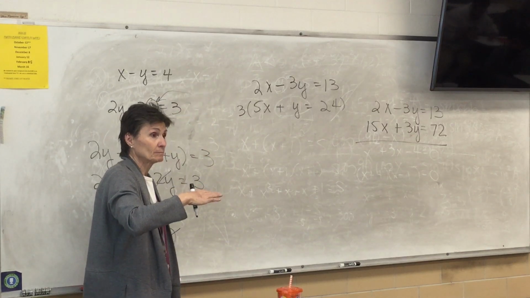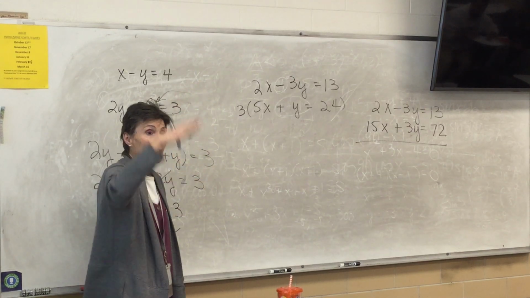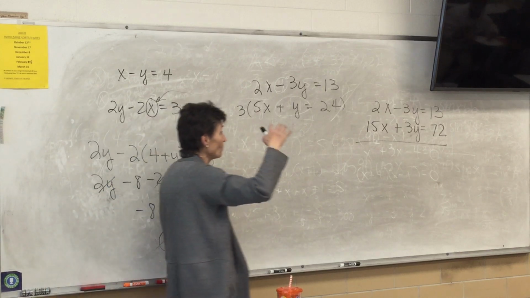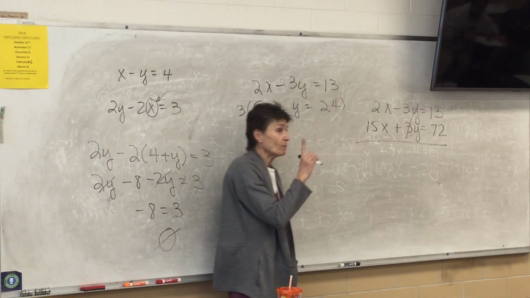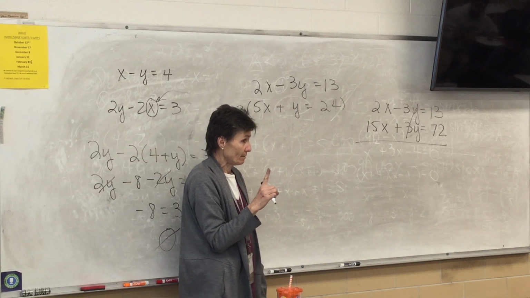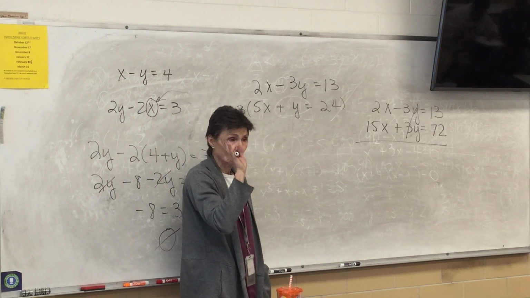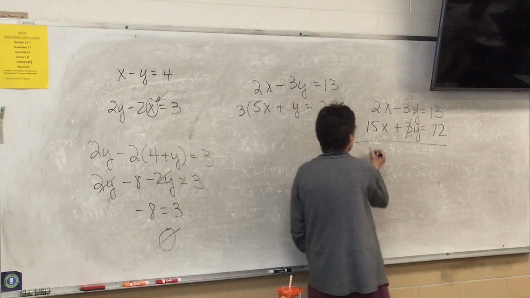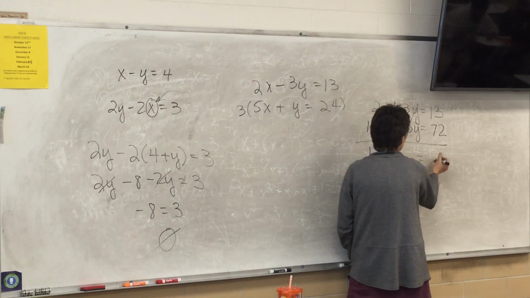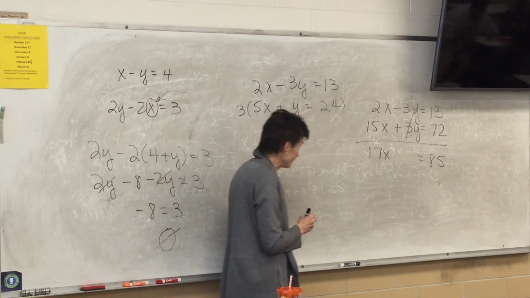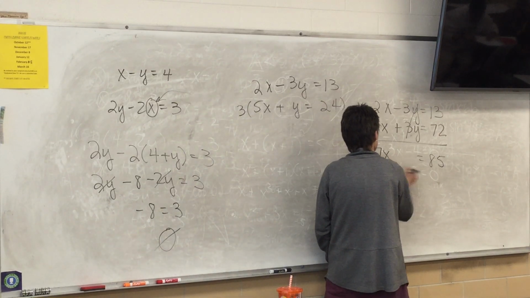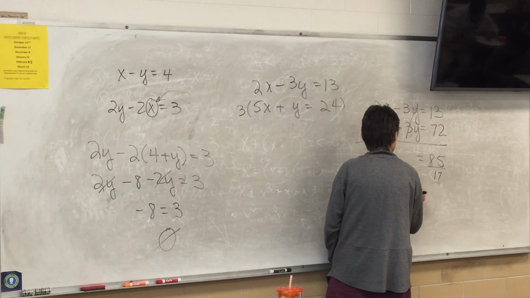Actually, we add straight down, because when we add, won't these two cancel? That's why we make one positive and one negative, so when we add them, they're gone. So we have 17x equal to 85. And now we divide by 17. So x equals 5.